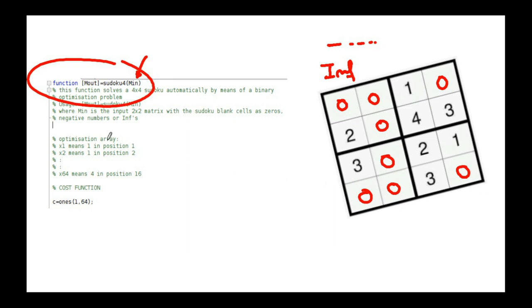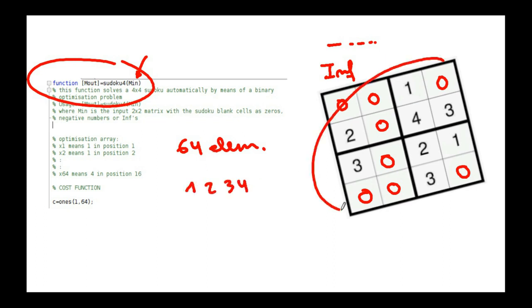What about the optimization array of this binary optimization problem? Well, we have 64 elements. Why 64? Because I have 4 numbers, 1, 2, 3, 4, and as you can see here, 16 positions. So that's why 4 multiplied by 16 is 64 elements.